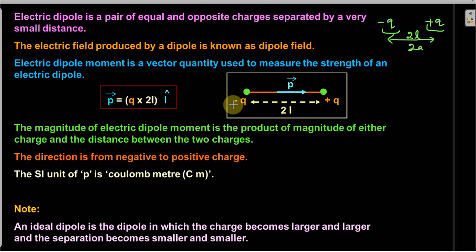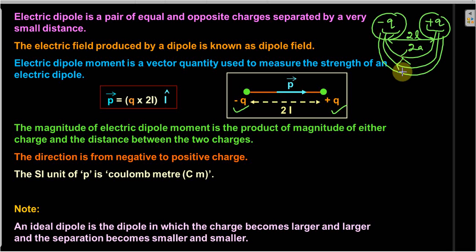So you can see here we have two charges, minus q and positive q, and both are separated by distance 2L. This kind of formation, two charges of the same magnitude but opposite sign separated by a small distance, is known as an electric dipole. The electric field produced by a dipole is known as the dipole field. These negative and positive q charges produce their field in that way.